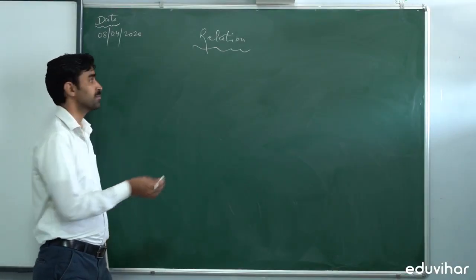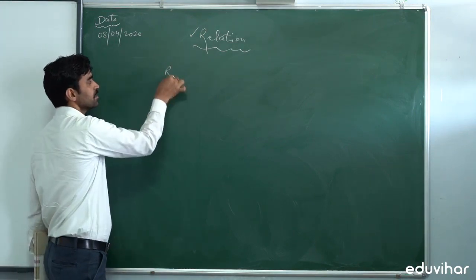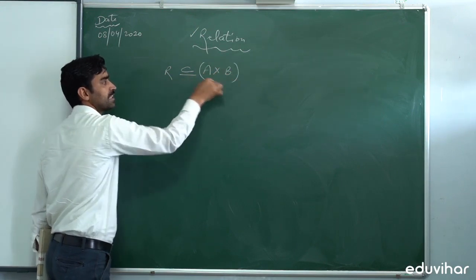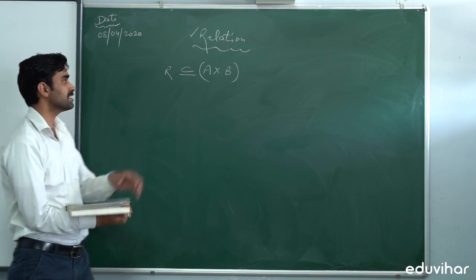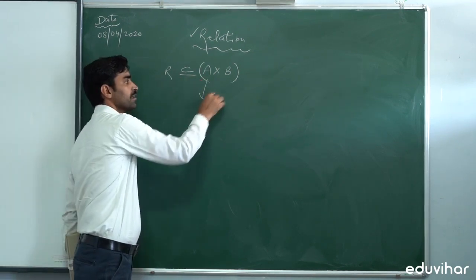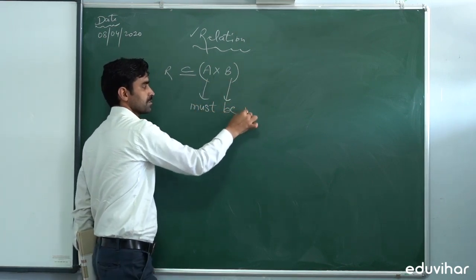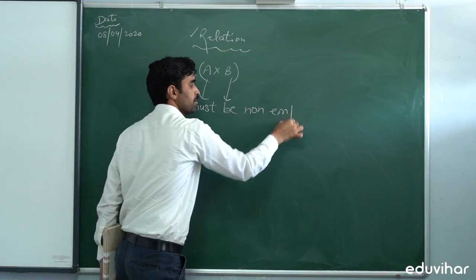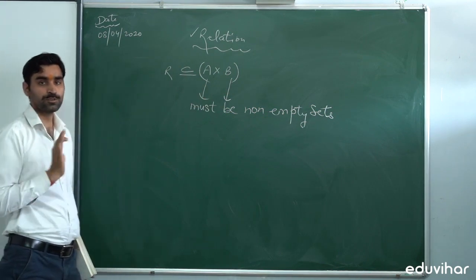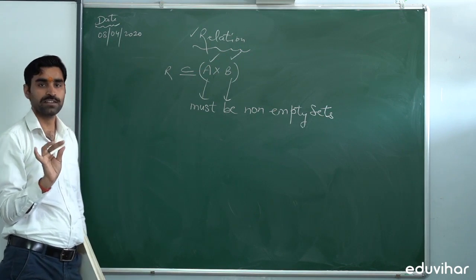Today we will discuss relation and function. As we know, a relation is a subset of the Cartesian product of two sets A and B. This is the Cartesian product of two sets A and B. Here, A and B must be non-empty sets. As we know, for the relation to exist, A and B must have some elements to define.